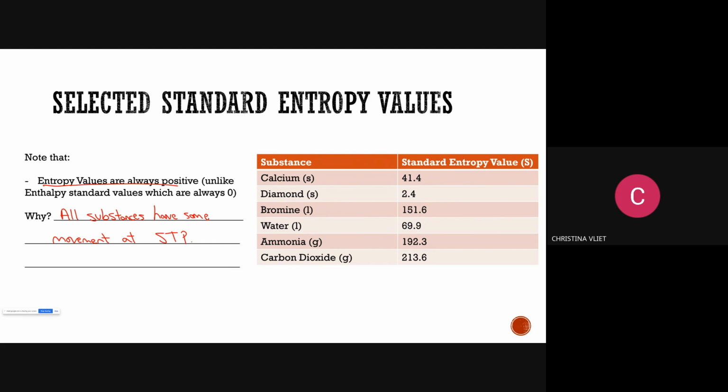Look at some comparisons here. Carbon dioxide, 213.6 joules per Kelvin mole. Ammonia, 192.3. Water, 69.9. Diamond, 2.4. Look at how low diamond is. Why?